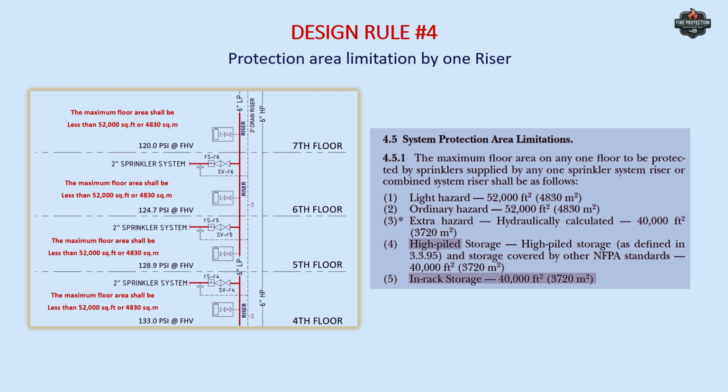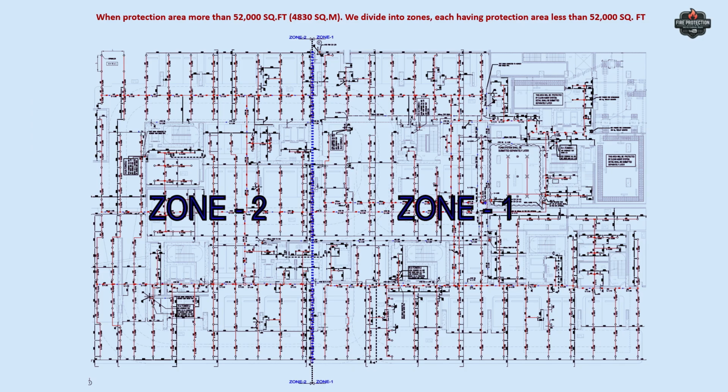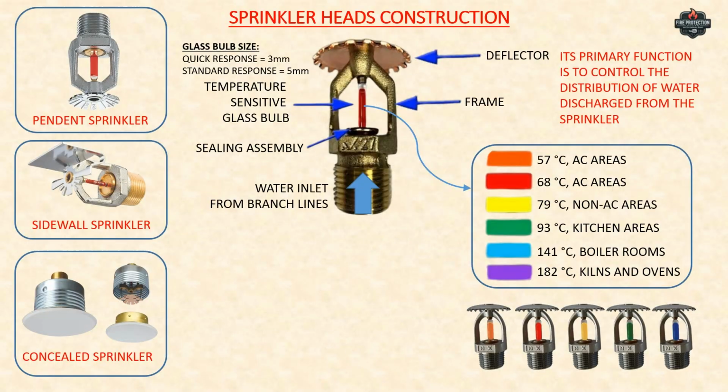That is, for the light hazard, you should not cross more than 50,000 square feet. Same for ordinary also. So suppose your designing area is more than 52,000, then divide into 2 zones, zone 1 and zone 2, each having area less than 50,000 square feet. And then you should know the types of sprinkler like upright, pendant, concealed, side wall, and where to use each sprinkler.